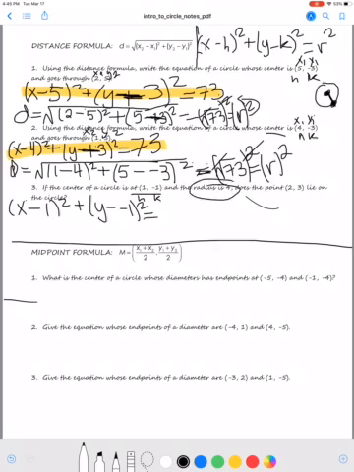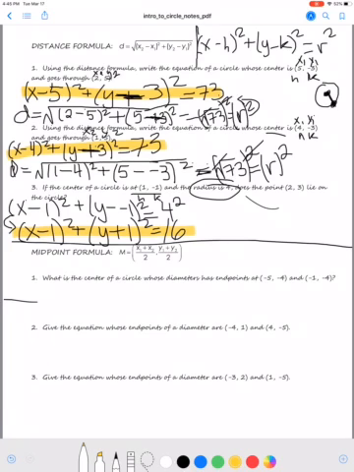Well, this one tells me the radius is 4, so I can plug in 4, and I need to remember to square it. So if I clean that up, I'm going to write it down below. That gets me x minus 1 squared plus, double negative becomes a positive, y plus 1 squared equals, and 4 squared is 16. So that's my equation, but I am not done yet.